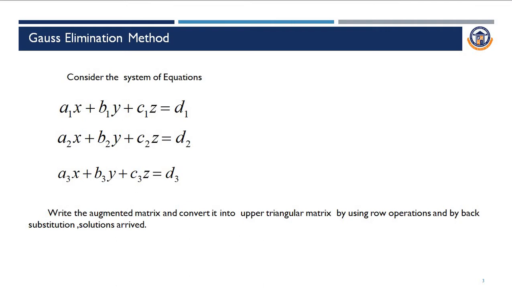Now when you write the augmented matrix, we have to convert this augmented matrix into an upper triangular matrix by using row operations. And finally, once we obtain that upper triangular matrix, we can get the solution by the back substitution method. Now let us see how we can apply the Gauss-Elimination method to find the solution with an example.